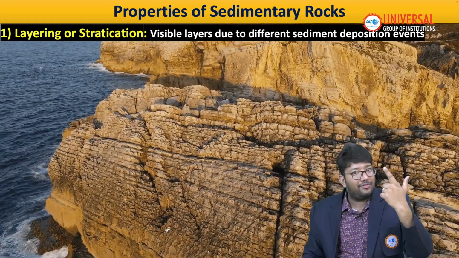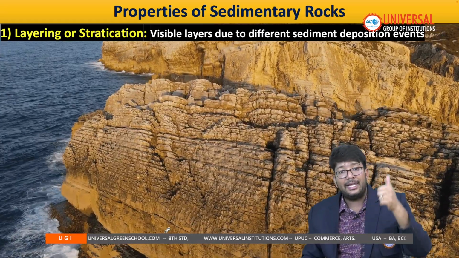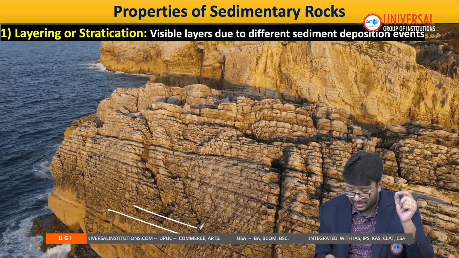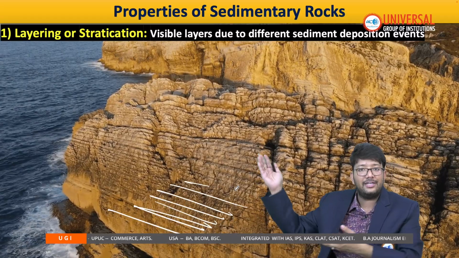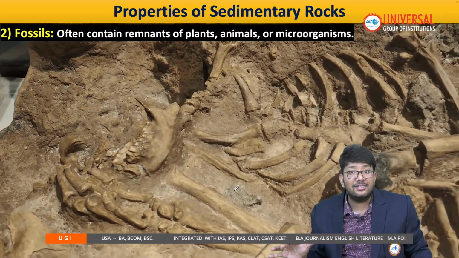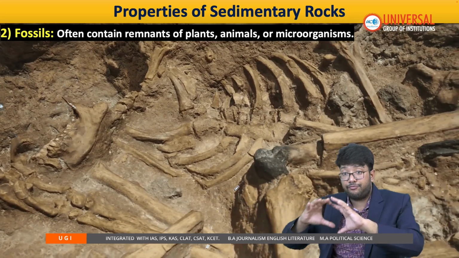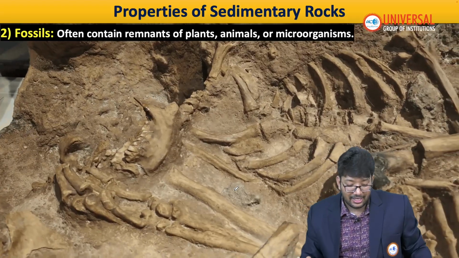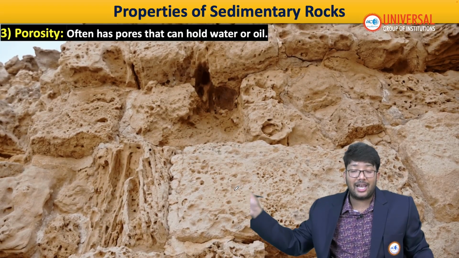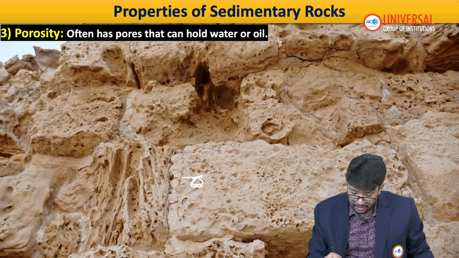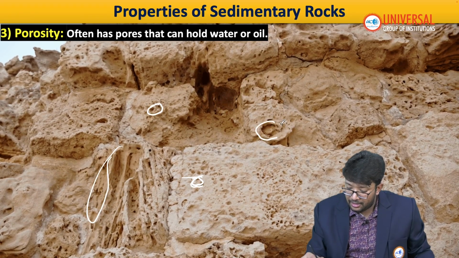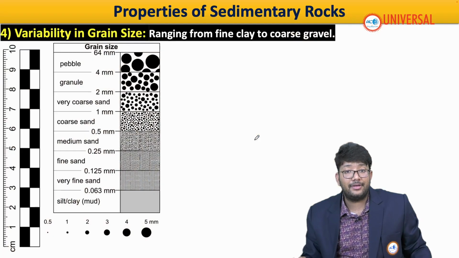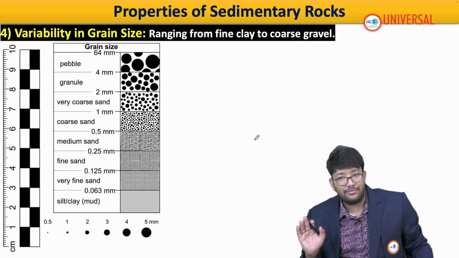The properties we have already talked about. This is very important. First, layering and stratification: visible layers are there, like 150 layers. Second property can be fossils: when you find fossils in rocks, then that is again sedimentary. Third can be porosity. As you can see in limestone, a lot of porosity is there, so it will contain water, H2O, and further degradation will happen. Fourth is variability in grain size. We have already done that.